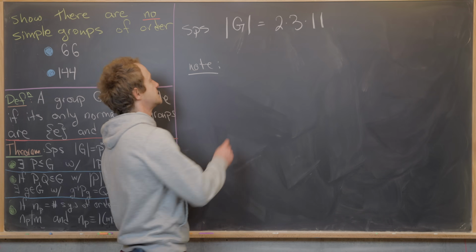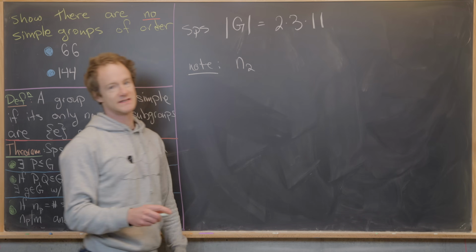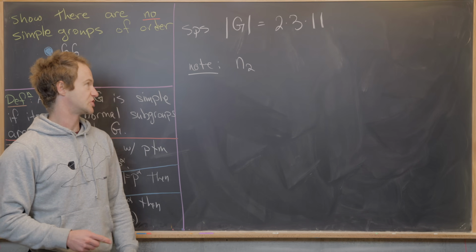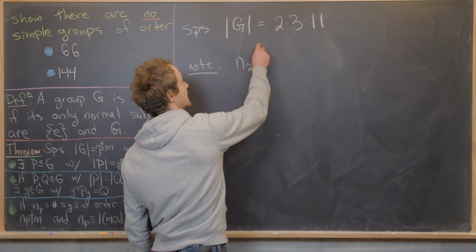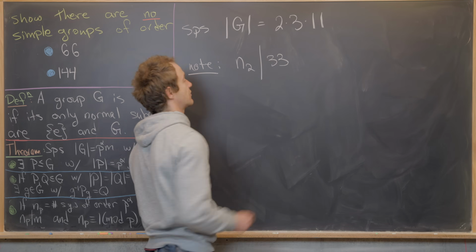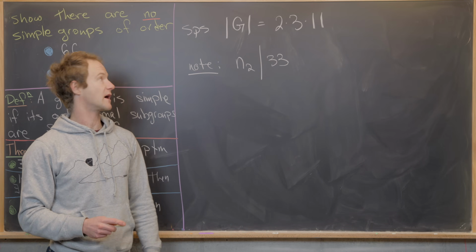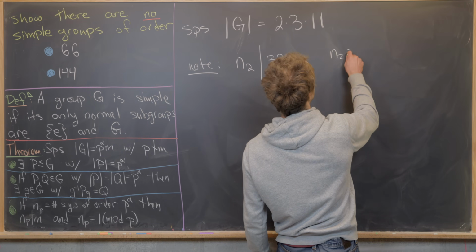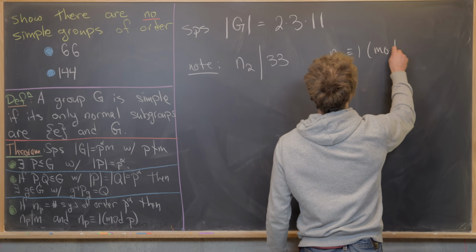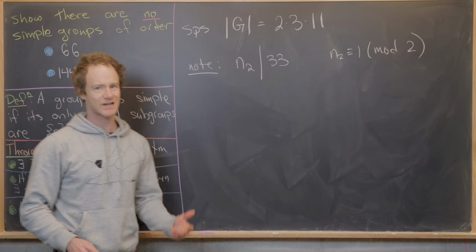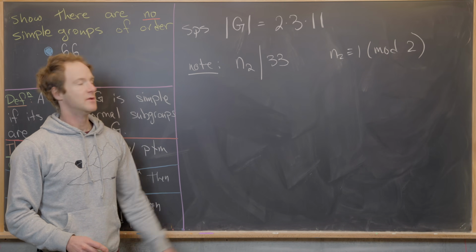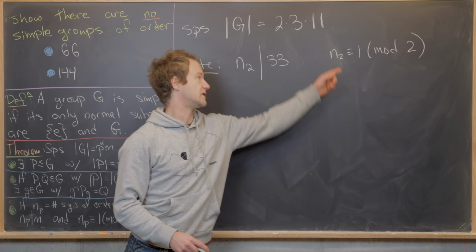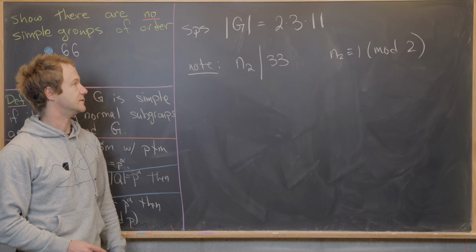I'm going to notice something real quick that actually will not solve this problem, but is useful to notice. Let's say n_2 is the number of Sylow 2-subgroups, in other words, the number of subgroups of order 2. First off, we know that n_2 divides 33, because that's the leftover number after dividing the order by 2. And we know that n_2 is congruent to 1 mod 2. That's actually not super helpful here, because all of the divisors of 33 are odd already, which is equivalent to saying that they are congruent to 1 mod 2.